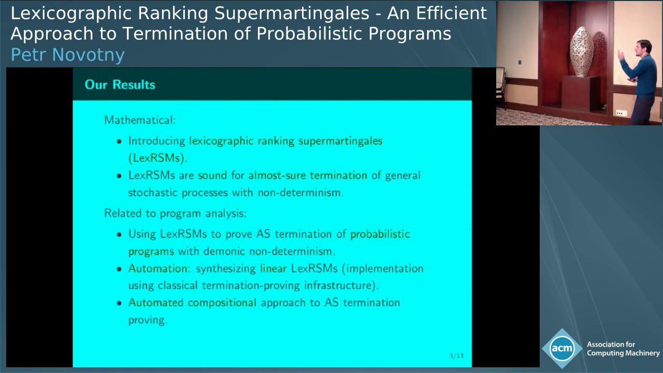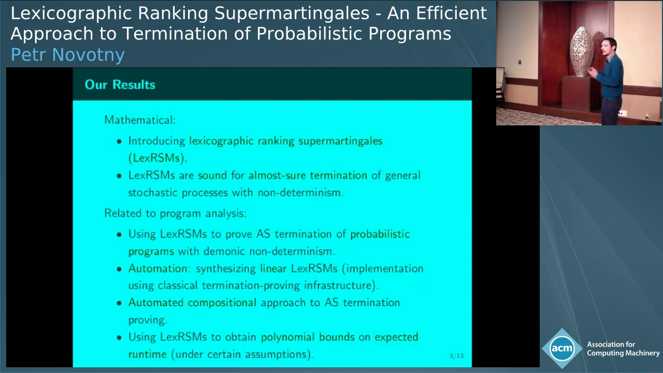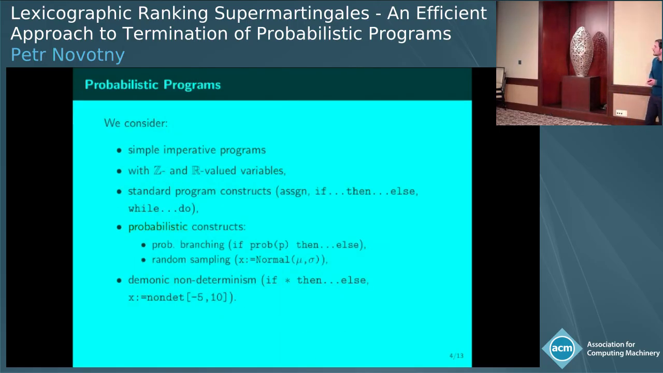And these Lex RSMs have also other features related, for example, to compositional reasoning about almost sure termination, or to obtaining bounds on expected runtime of the program, but maybe let's talk about this later if there is time. So let's dive into a bit more detail.